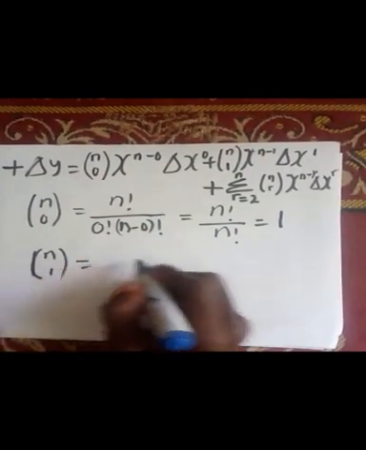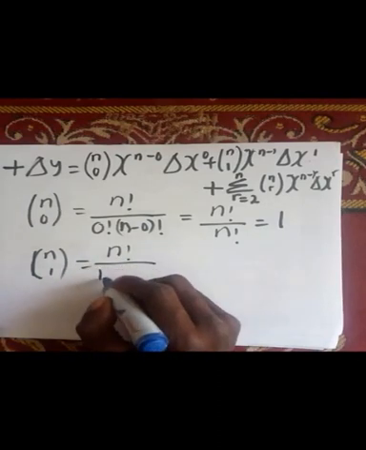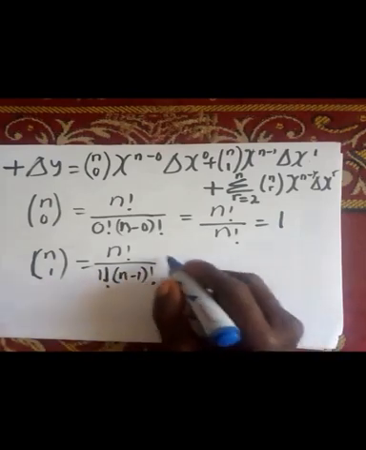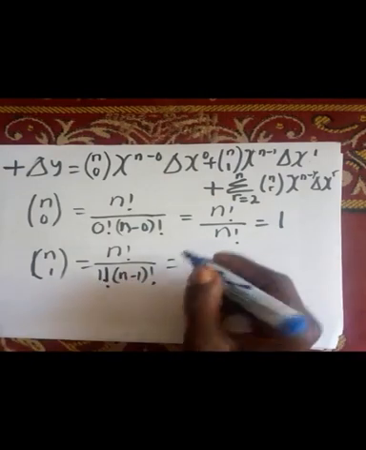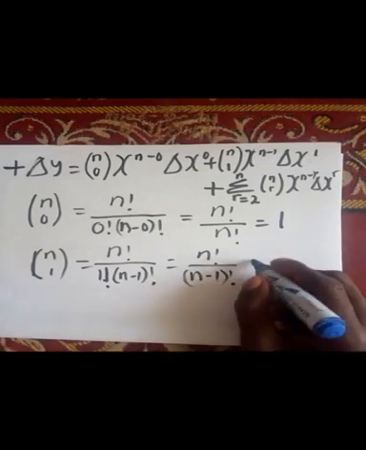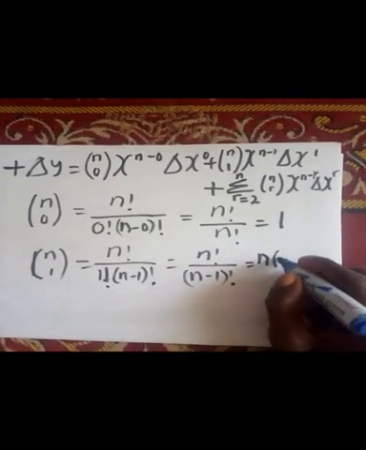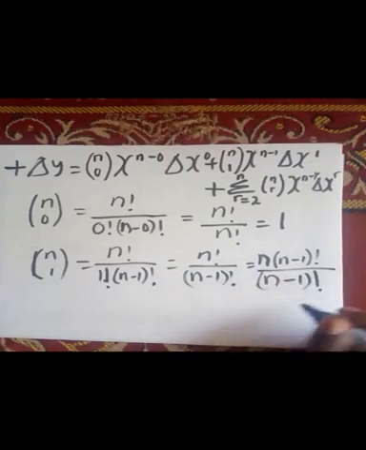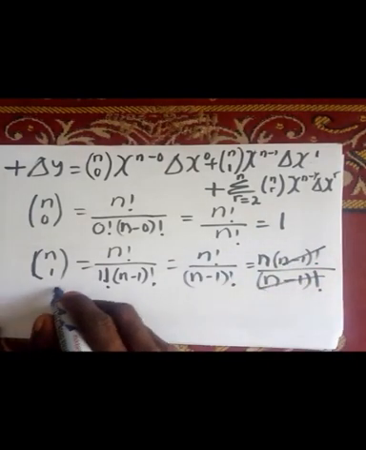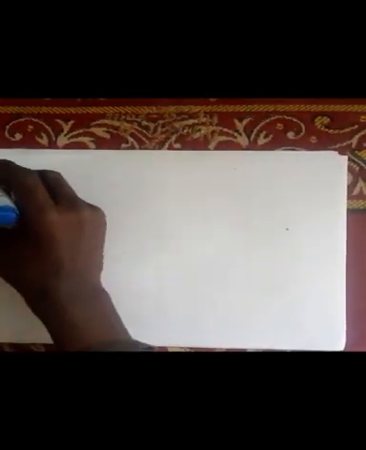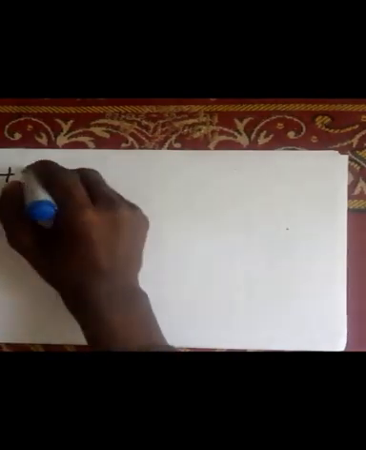But what of n combination 1? For n combination 1, we have n factorial all over 1 factorial, then n minus 1 factorial. 1 factorial is just 1, so n factorial all over n minus 1, all of them factorial. An n factorial can be represented by n into n minus 1 factorial all over n minus 1 factorial, and this one will cancel this one, so n combination 1 is equal to n.